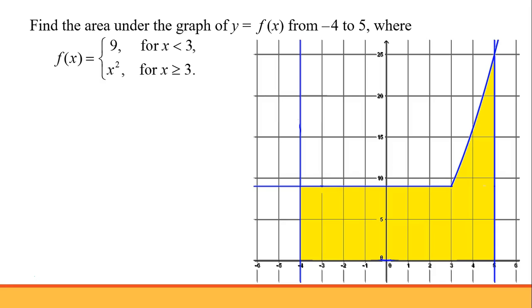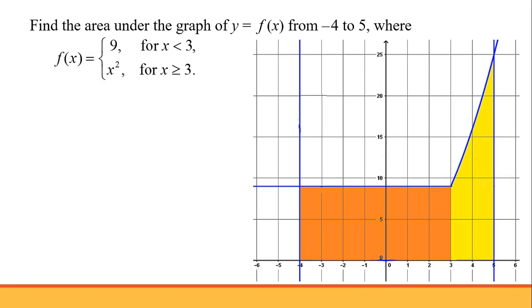Because our graph is made up of parts of two functions, we're going to find the area in two pieces. So we'll start with this piece, which is the part that's underneath the graph of y equals 9. To find its area, we'll integrate that function, 9, from -4 to 3, because the x-coordinates of the points in that orange area run from -4 to 3. The other part, the yellow part, is underneath the curve y equals x squared, and the x-coordinates in that part of the graph range from 3 to 5.